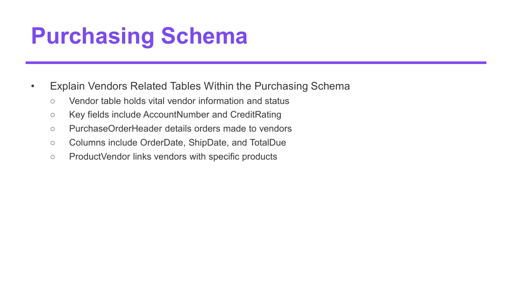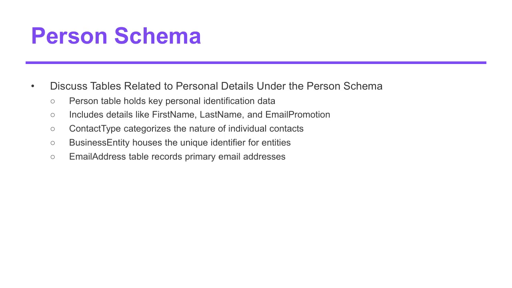Finally, the product vendor table acts as a link between vendors and the specific products they supply, ensuring we can trace which vendor provides which item. Together, these tables form a clear picture of the purchasing process and vendor relationships, which is important for testing order accuracy and data integrity.